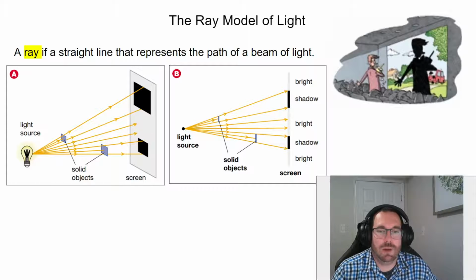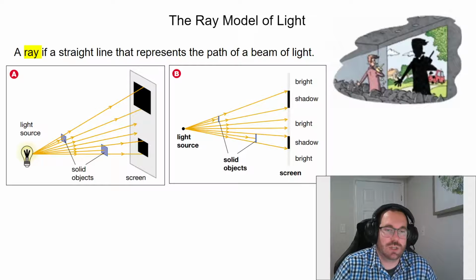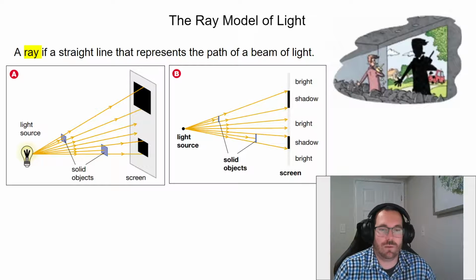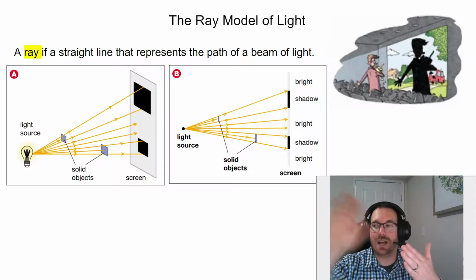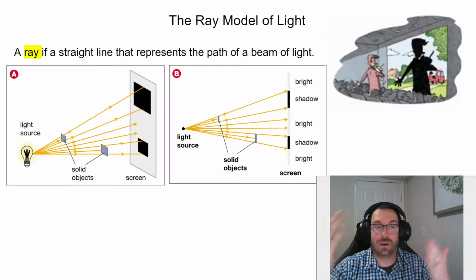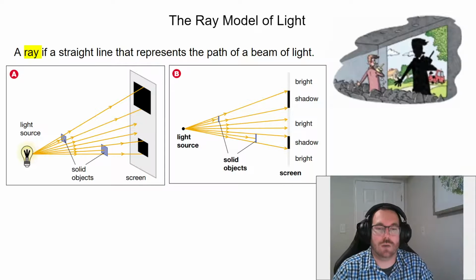You can use the ray model to predict where shadows will form and how large they'll be, and the ray diagram shows us how to use that ray model. We just draw straight lines radiating off of that light source. And if it hits an object that it can't go through, you're going to end up with a shadow behind that object.